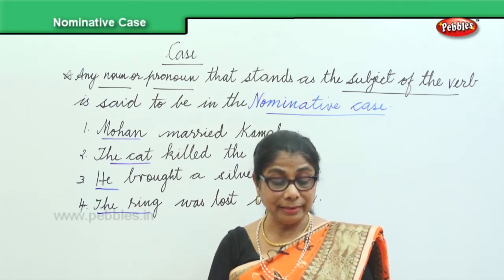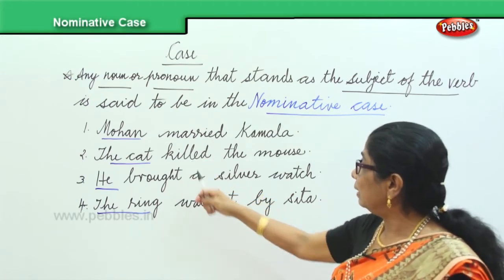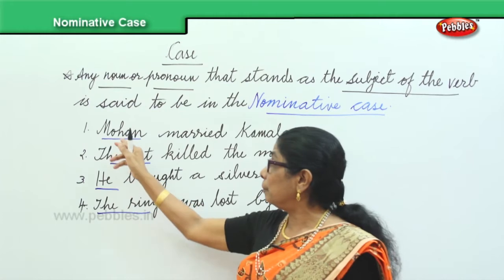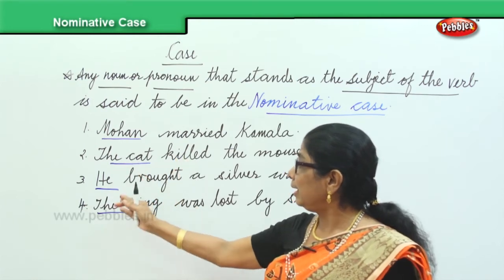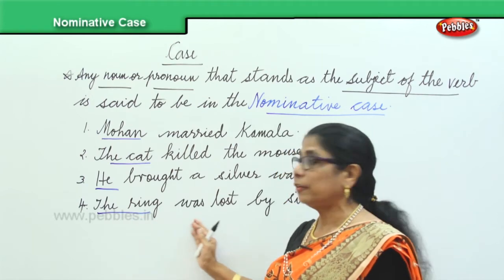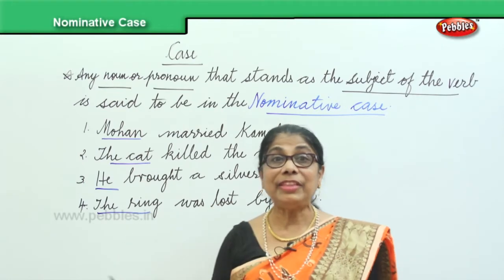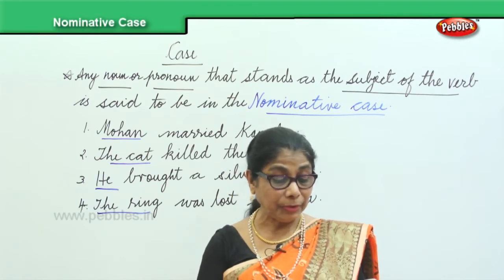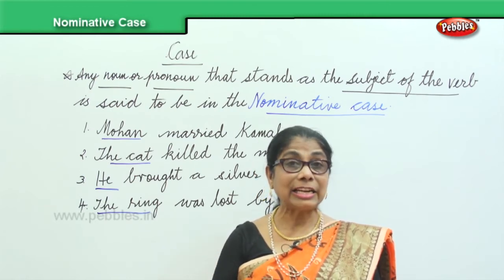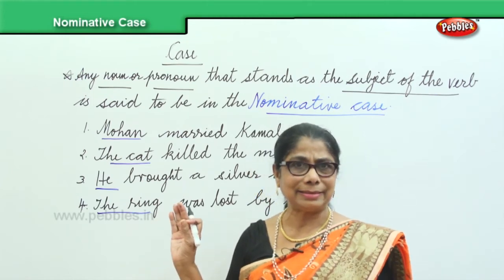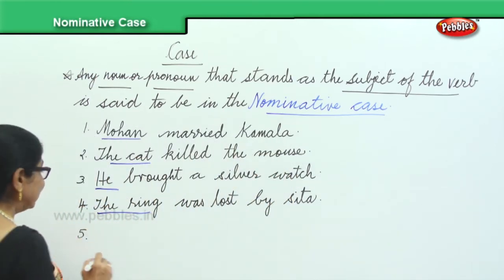All these, cat, Mohan, he and the ring are subjects of the verb, which is the verb married, killed, bought, lost. So Mohan is subject of the verb married, the cat, subject of the verb killed, he, subject of the verb bought, and the ring, subject of the verb lost. So in this case, Mohan, the cat, he, and the ring, they are all in the nominative case. Okay, so they are said to be in the nominative case. So married, killed, bought and lost, respectively, they are verbs in these sentences. We will do more sentences so that we can understand better. Now I'll give you one or two sentences more for you to understand.